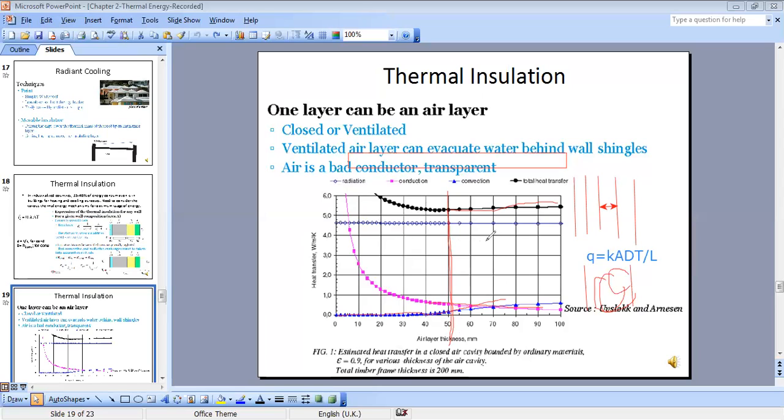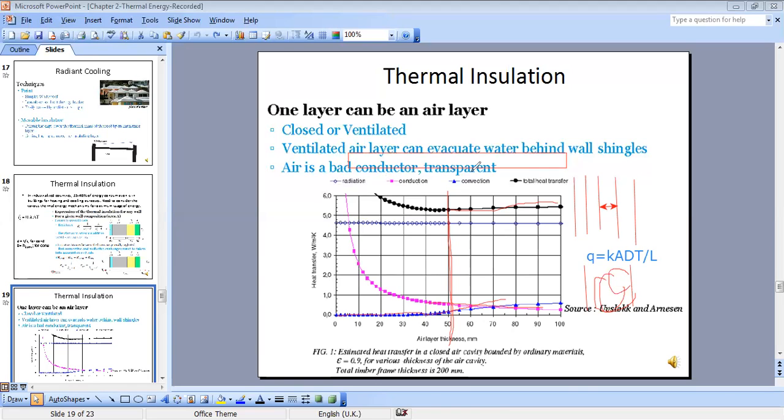Okay? And air is considered a good possible layer because it's a bad conductor due to its low conductivity. Because if you remember, we said that fluids, so liquids and gases, are characterized by low conductivity due to the high distances separating their molecules. And we know that mainly conduction is due to the collision between particles. This is why for air the conduction is low.